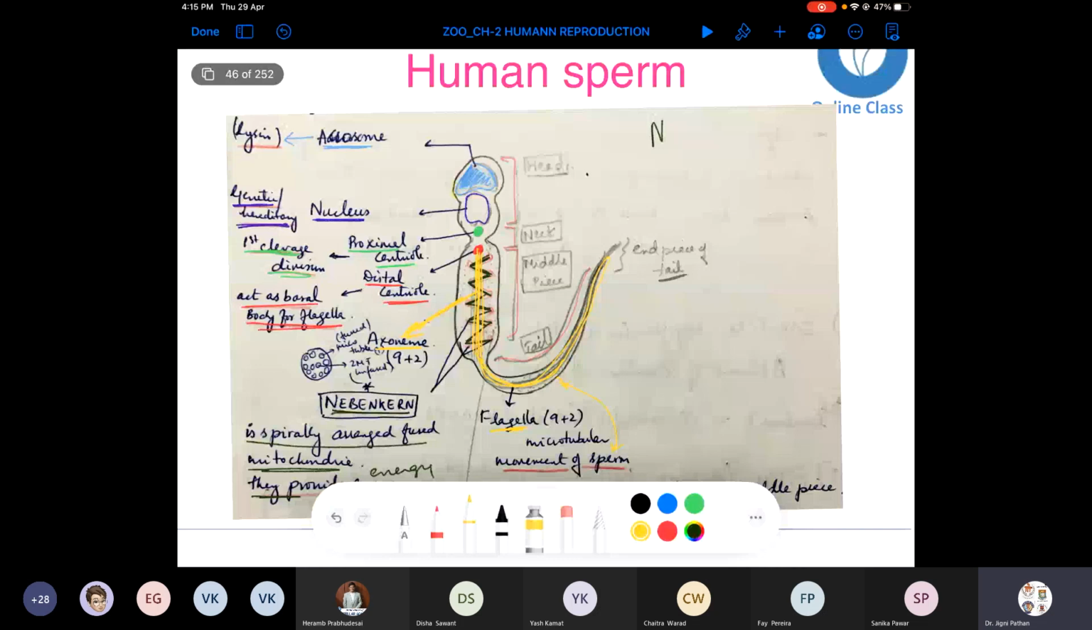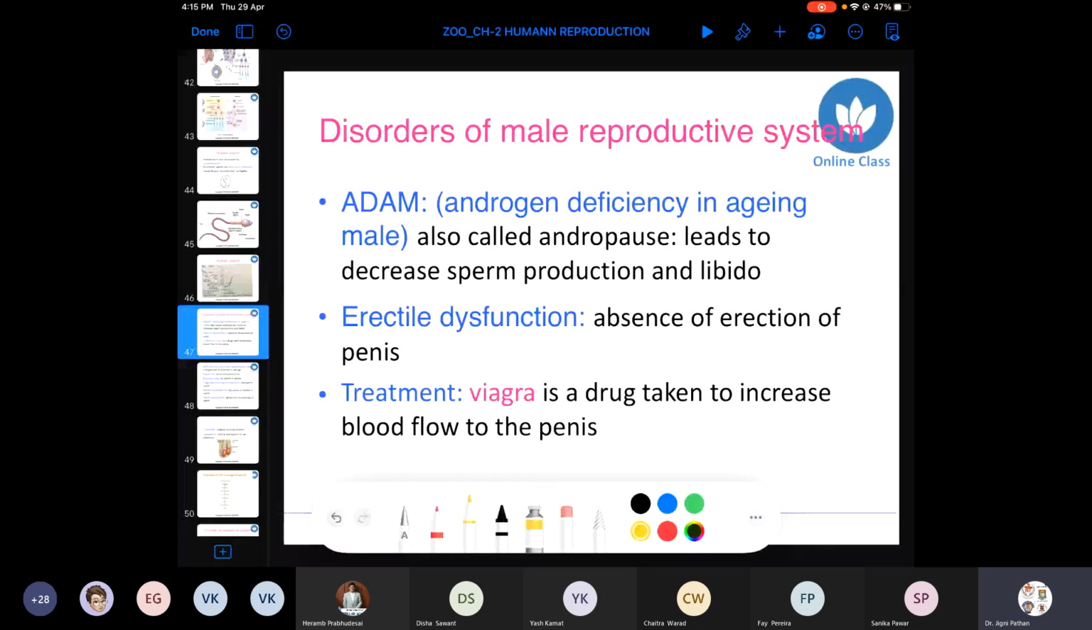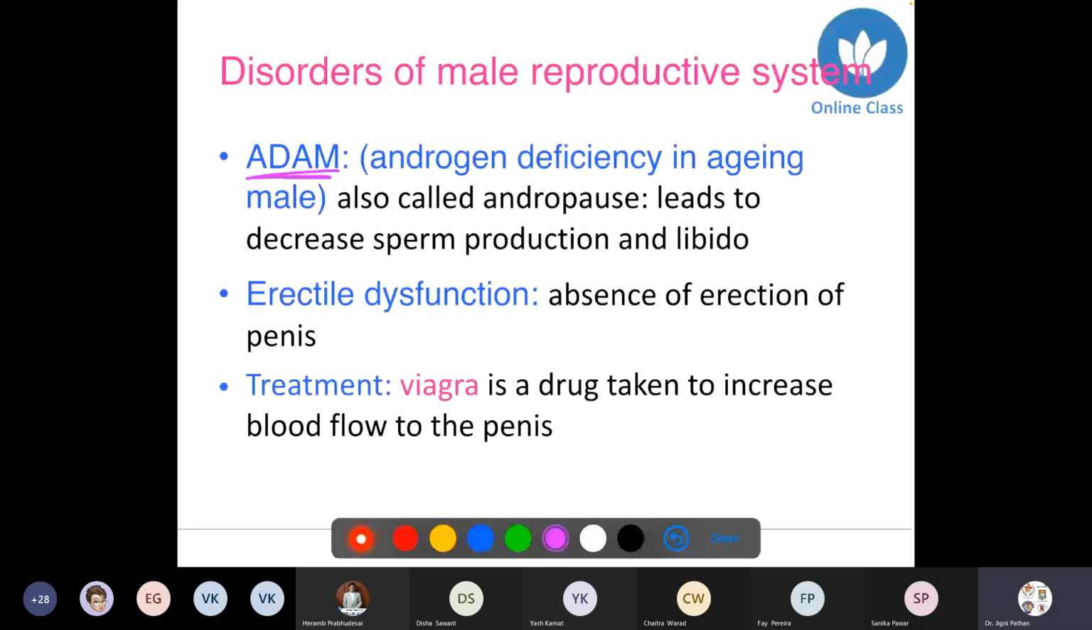Next is disorders that are related to the male reproductive system. One is ADAM. ADAM is androgen deficiency in aging males. What is androgen? It is a hormone. Which hormone? Testosterone, the male hormone. As the age increases, it leads to a decrease in sexual desire. Why? Because of the less secretion of the hormone.